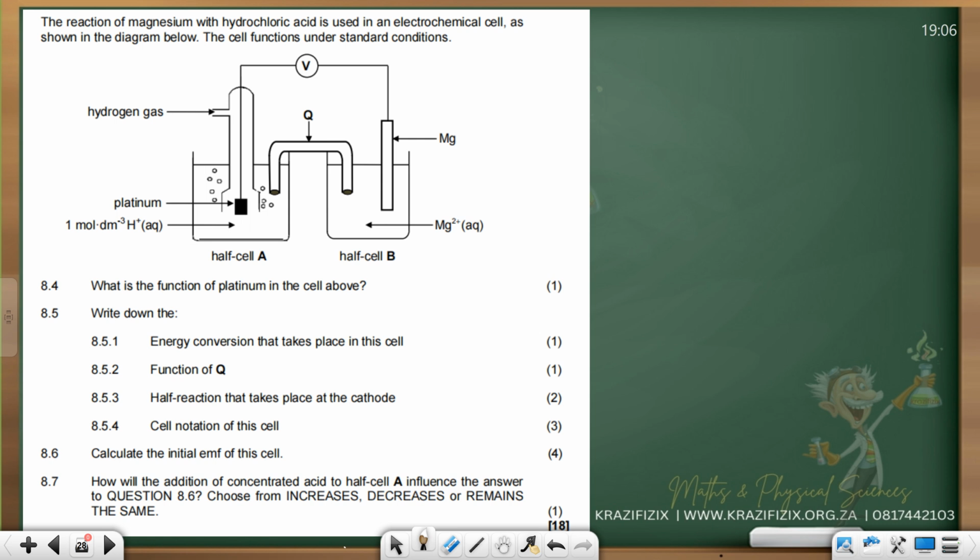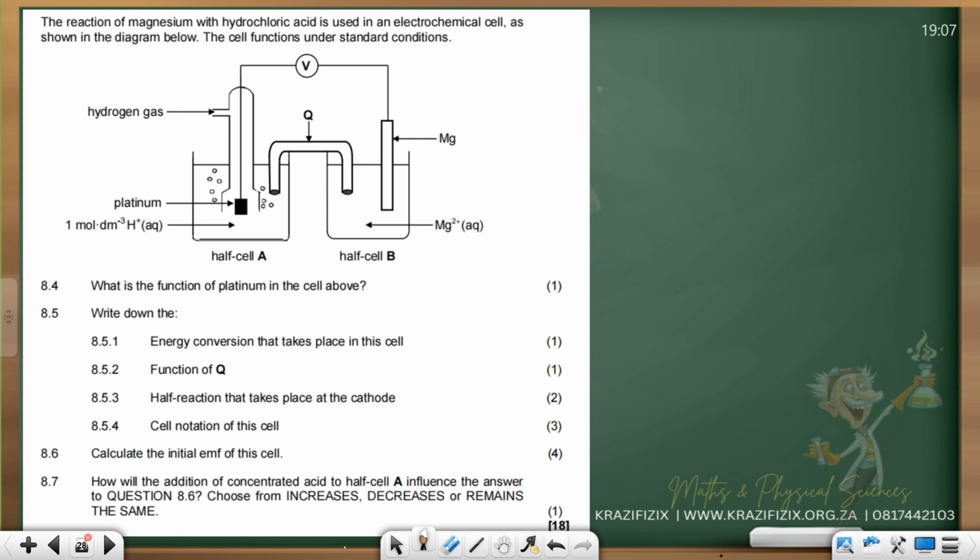Guys, what is the function of platinum? It's an electrode. Energy conversion, done. Function of Q, done. Half reaction, done. Cell notation, done. Without me even saying anything, we have done all of this. Check. What is the function of the platinum? It acts as an what? Electrode. Is that okay? It's the electrode for conduction. Write down the energy conversion in this cell. Chemical to electrical. What is the function of Q? It maintains the electrical neutrality. Lovely. It maintains electrical neutrality of the circuit. Number 2, it completes the circuit. Any one of that.